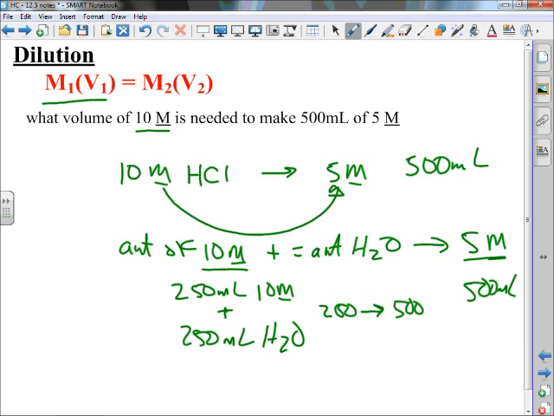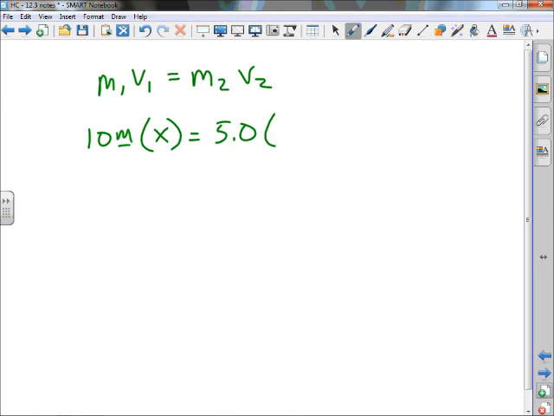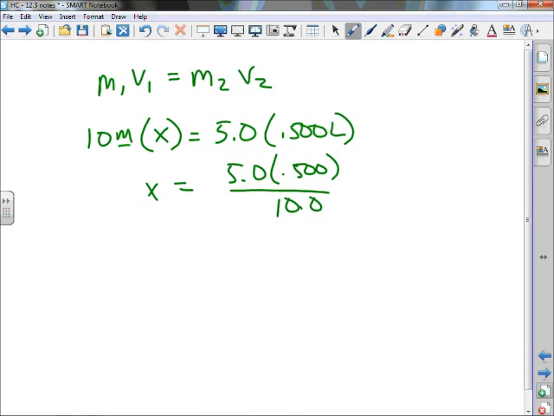So what we could do is simply say, M1 times V1 equals M2 times V2. I'm going to take 10 molar, and I don't know how much I need, but I'm going to get it to be 5 molar, and I need half a liter of it. There's my calculation. 5 times 0.5 divided by 10, x equals 0.250 liters.